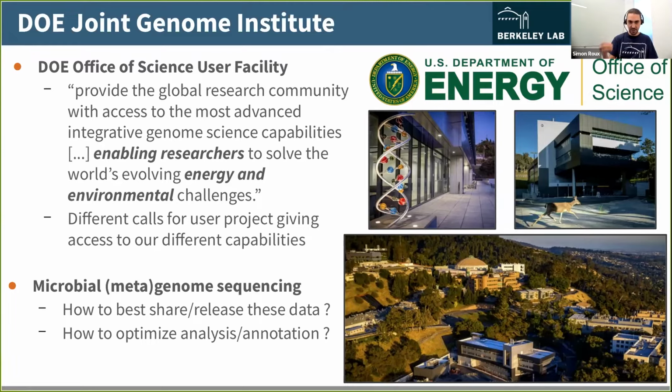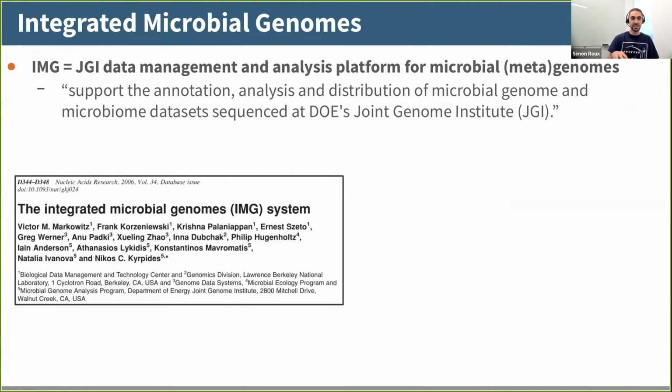And so when we started doing genome sequencing and metagenome sequencing, one of the questions that popped up was, how do we best share and release this data, and how do we optimize both the analysis and the annotation of our own data that we keep generating? And so that's the origin of IMG, which is really the data management and analysis platform for microbial genomes that JGI developed to basically handle our own data that we kept producing.